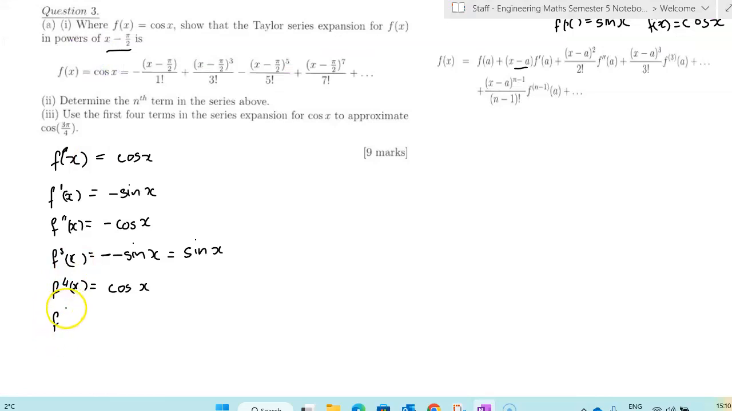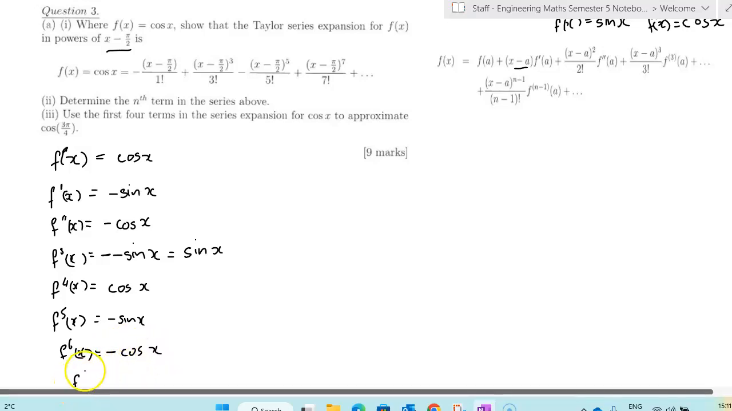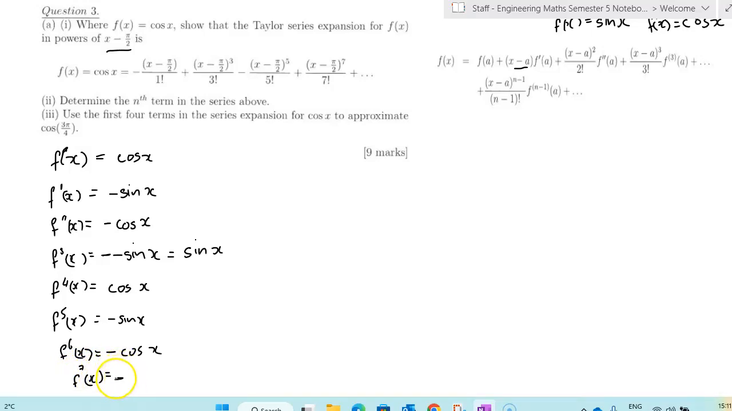Because f to the 5 of x is going to be differentiate cosine, you get minus sine. F to the 6 of x, differentiate minus sine, and you get minus, and you differentiate sine, you get cosine. And the last one, f to the 7 of x, the seventh derivative, is going to be minus, and differentiate cosine, you get sine. So cos, minus sine, minus sine, cos, minus sine, minus cos. Wait, to see, differentiate cosine. That should be a plus. A minus times a minus, right. So it is a repeating pattern there, right.